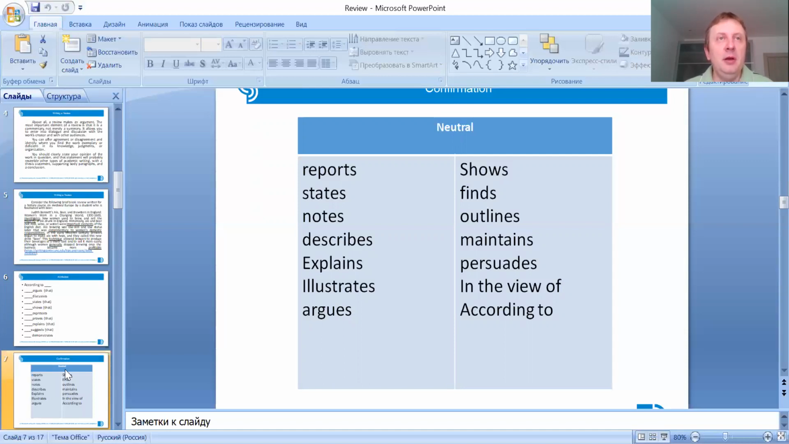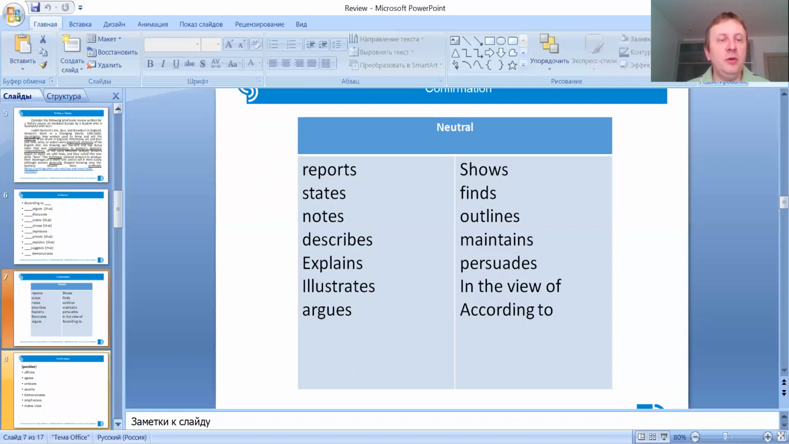For example, the book describes the events in North Africa. Yes, the book describes the events in North Africa, and so on and so forth, according to the author, and so on and so forth. So these words are used to confirm some point of view.